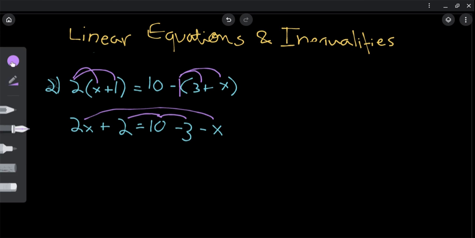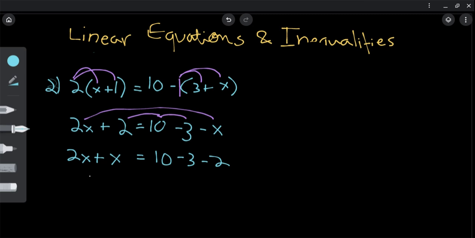So we're going to use the opposite operation because it's on the opposite side. So we got negative x, we're going to do plus x because it's the opposite. Because addition is the opposite of subtraction. Equals, it's plus 2 over here, so it's going to be minus 2 over here. So 10 minus 3 minus 2.